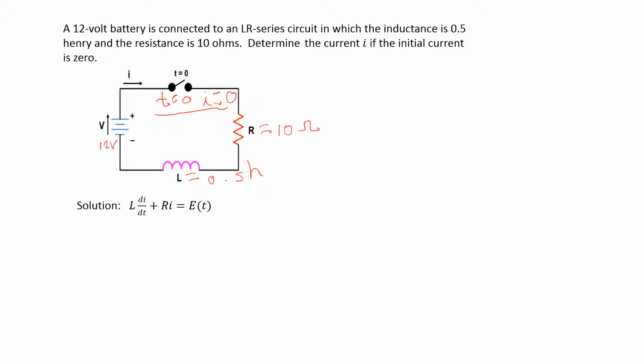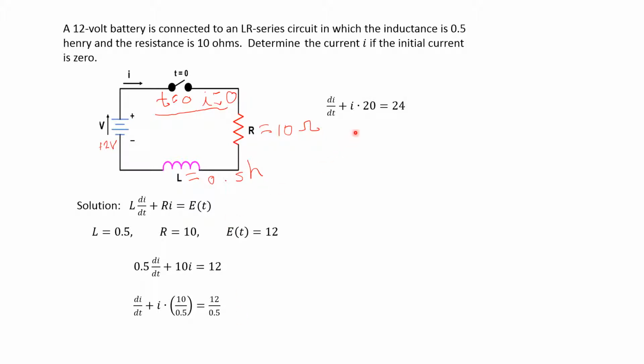So we have this L di/dt plus Ri is E, where the data is L is 0.5, R is 10, and E is 12. Plug all these values in this equation. L is 0.5, di/dt plus 10i is 12. Divide both sides by 0.5, that is di/dt plus 10 over 0.5 i equals 12 over 0.5. Of course, that's the same as di/dt plus 20i is 24.